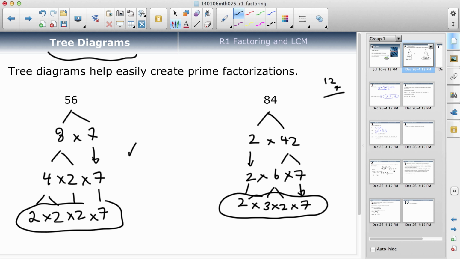Now the purpose for doing these prime factorizations, it's sort of cool doing these tree things, but the purpose of it is for us to be able to add some fractions. Say if I had 3/56 plus 7/84, when I add them, I know I need to get a common denominator. So I can use prime factorization to get that common denominator that I need.